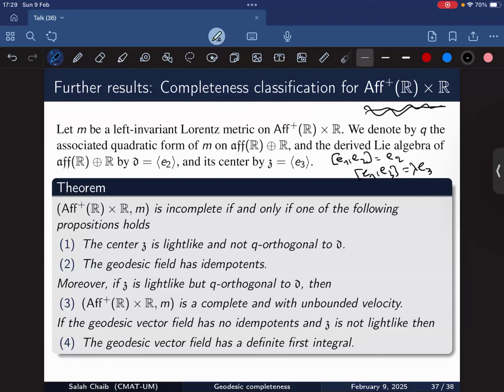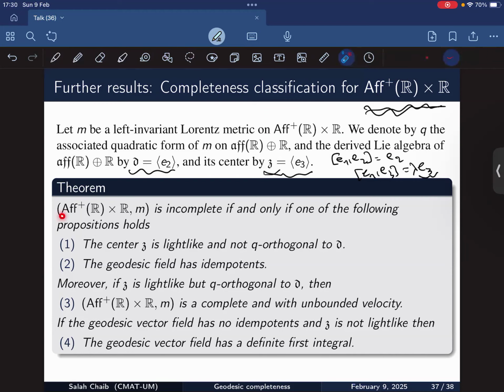So what we do, we make the complete classification as follows. We make the classification using the derived algebra and the center. E3 commutes with everyone in the case where lambda equals 0, so it's central, and the derived Lie subalgebra is given by the span of E2 in this case. So we denote this D and we denote the center by Z.